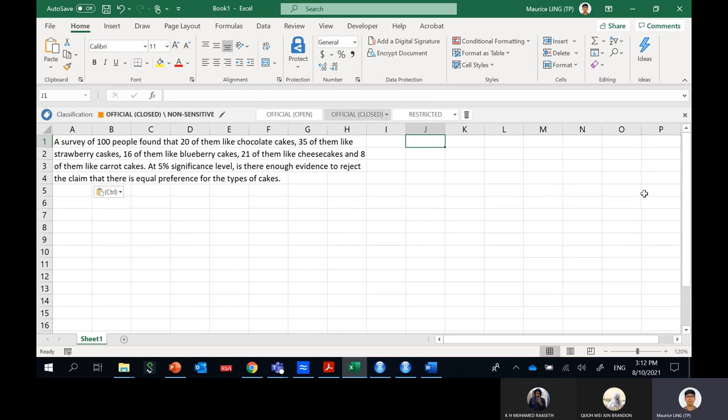So what we know here is that 20 like chocolate cakes, 35 like strawberry, 16 like blueberry, 21 like cheesecake, and 8 like carrot cakes.